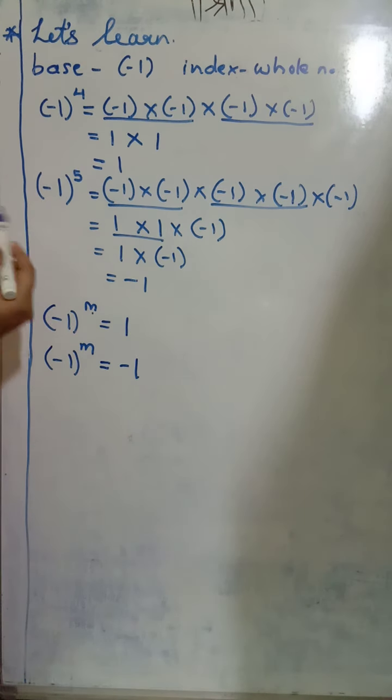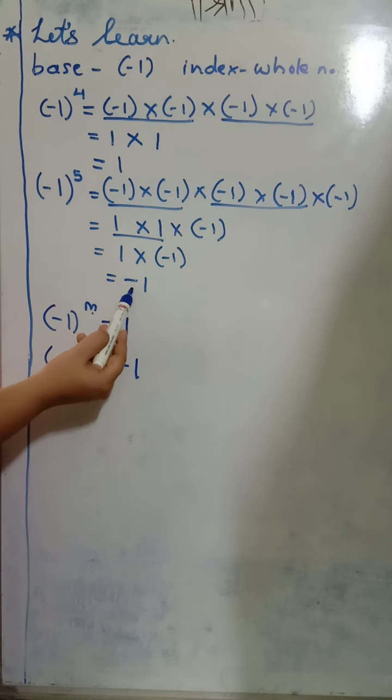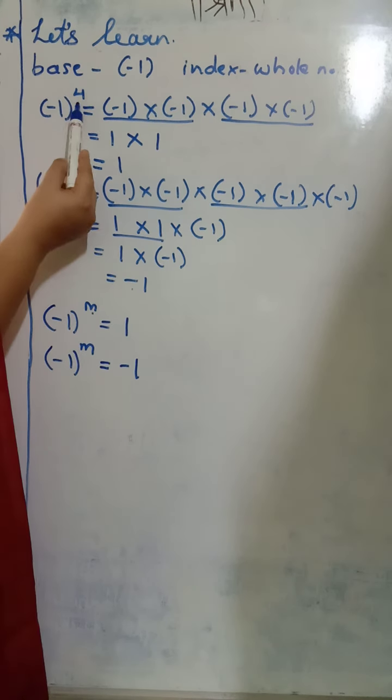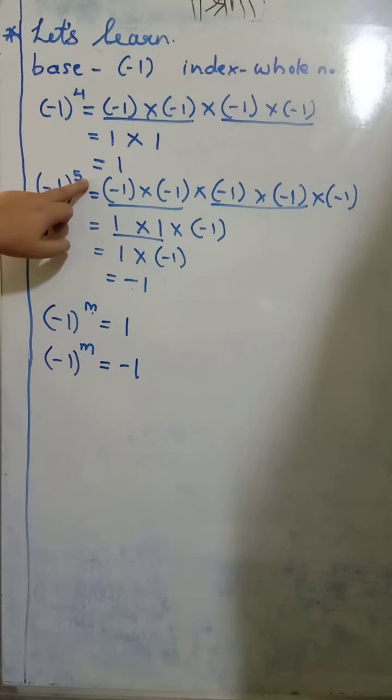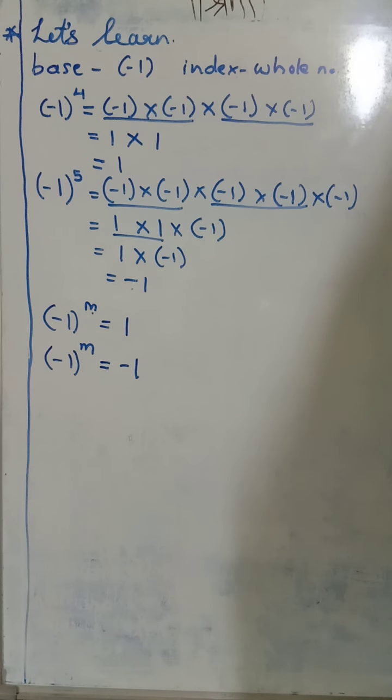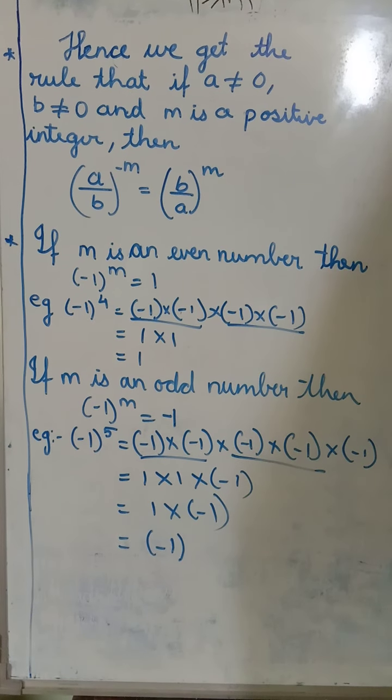You can see it here. Odd number, answer has come negative. Even number, answer is positive. So you have to keep in mind that if the index is an even number, the answer will be positive if the base is negative. Now if the base is negative and the index is an odd number, the answer will be negative. Write down the following notes.